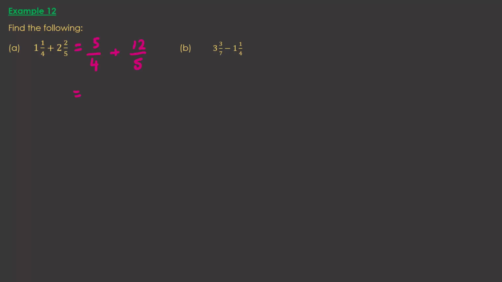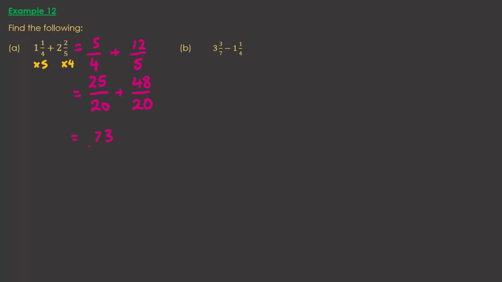Now with denominators of 4 and 5, the lowest common multiple of 4 and 5 is 20. And so what we're going to do is express these both as equivalent fractions over 20. Now, think about the 4. I multiplied that by 5, so I need to do the same to the 5 on top here, and that will give me 25. With the 5, that got multiplied by 4. And so I get 48 on top there, 12 times 4.